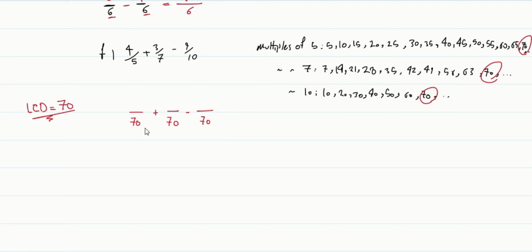As you see in here, if you want to change 5 to 70, you have to multiply it by 14. But when you multiply the denominator by 14, you have to multiply the numerator as well. Otherwise, the value of the fraction would be changed, and we don't want the value to be changed, right? We just want to rewrite it. So the numerator now would be equal to 56. 4 times 14 would be 56.